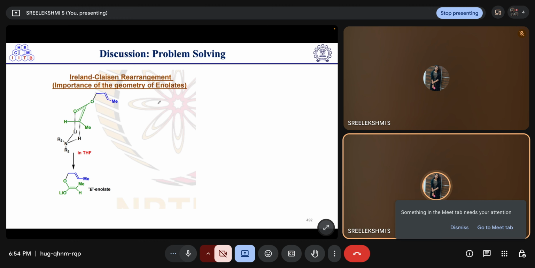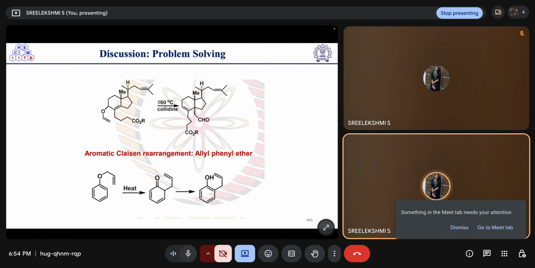This Ireland Claisen rearrangement we have already seen, so I'm not going into that again. Now, if we see this aromatic Claisen rearrangement where we use this allyl phenyl ether, we can number it like we just saw, 1, 2, 3, and the other 1 prime, 2 prime, 3 prime. Then we will get this product when we heat it at higher temperature, and once it re-aromatizes, we will get this particular product.